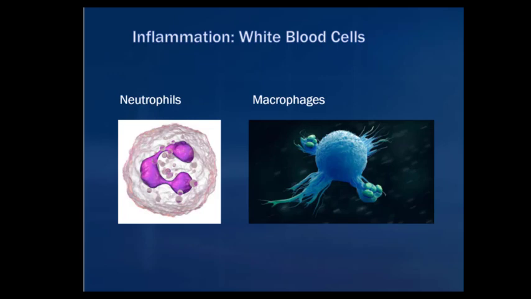Macrophages have a single round nucleus and a longer life cycle than a neutrophil, but they can also swallow their targets. But the number of macrophages really pales in comparison to the number of neutrophils.